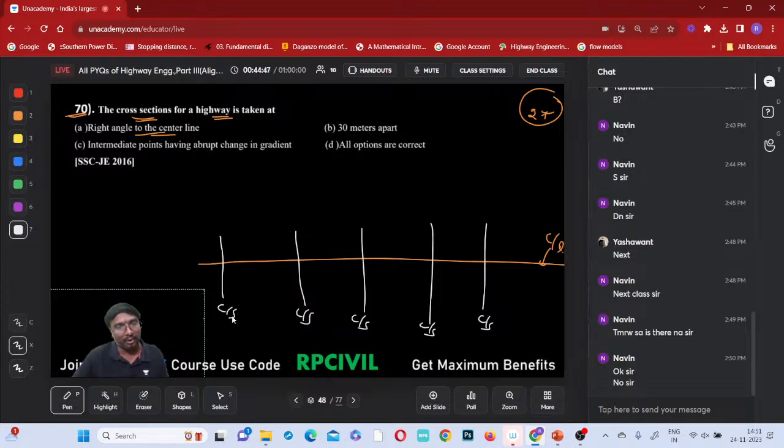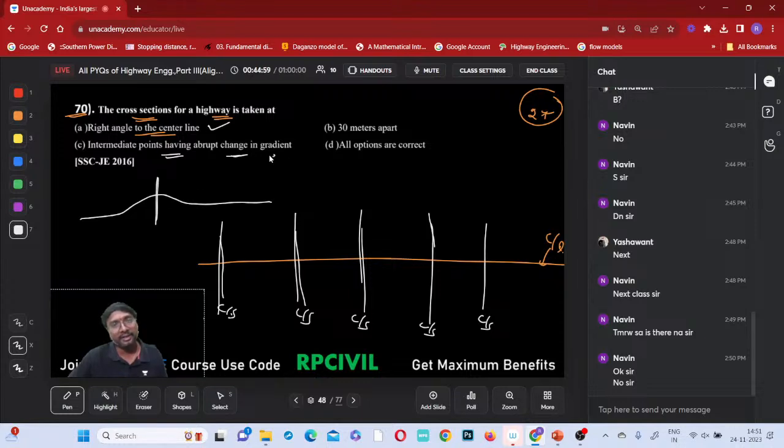Cross section is at each and every location along the width, perpendicular to the length, correct? Intermediate points have abrupt changes in the gradient, right? Whenever there is a sudden change in the gradient, we have to change the cross section profile also, no? Yes, absolutely.